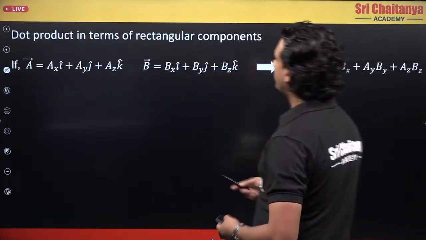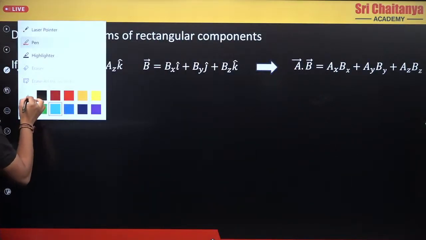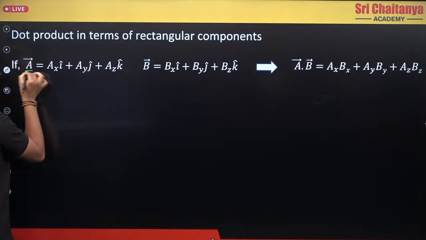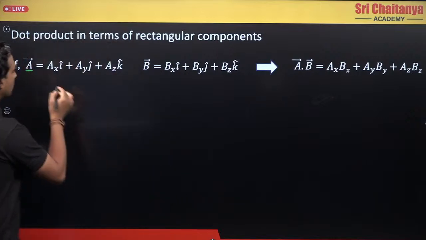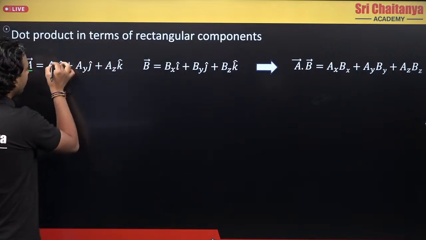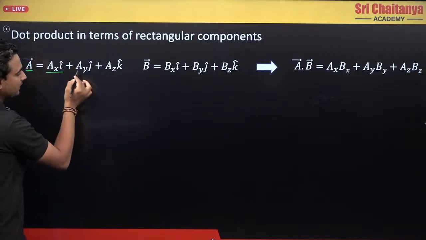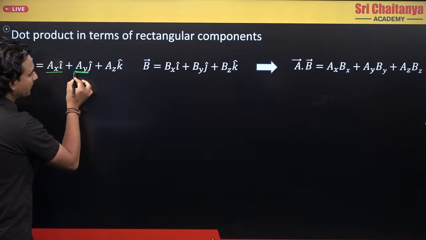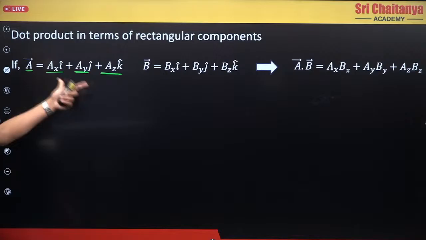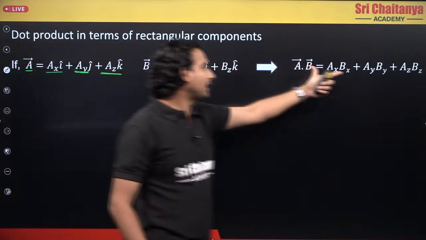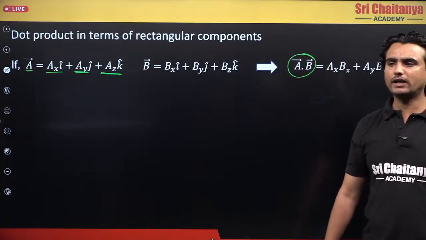Clear? So now, dot product in terms of rectangular coordinates. Let's suppose some vector A is given to me. I told you that any vector can be written in terms of components. What is Ax? Ax tells us how much you have to walk in x direction, because I cap is here. Ay tells about the y component, and Az tells you about the z component. So I have vector A, this is my vector B, and finally I have A dot B, which is what I have to find.